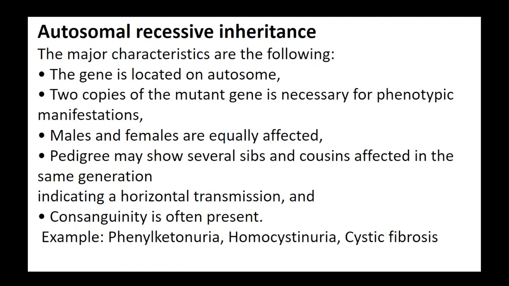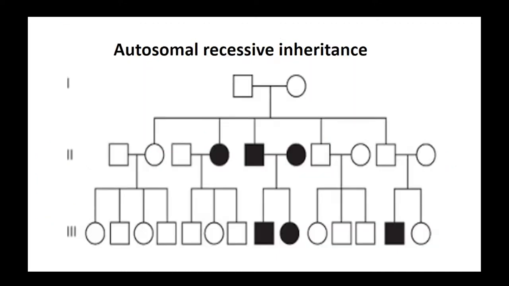Very often, people with the characteristic are born in consanguineous marriages. Examples of autosomal recessive human disorders are sickle cell anemia, phenylketonuria, albinism, cystic fibrosis, homocystinuria, and others. So you can see that the characteristic is not present in each generation, and it is present equally in males and females.